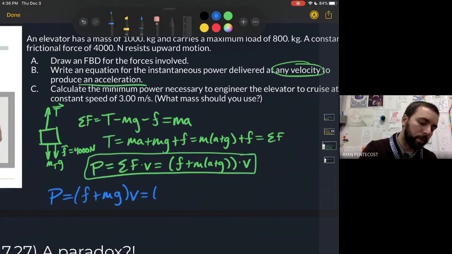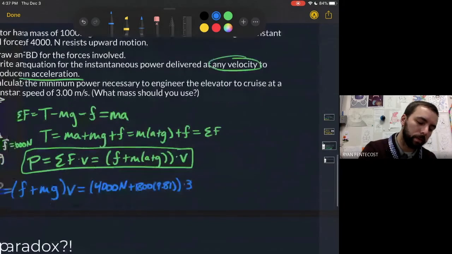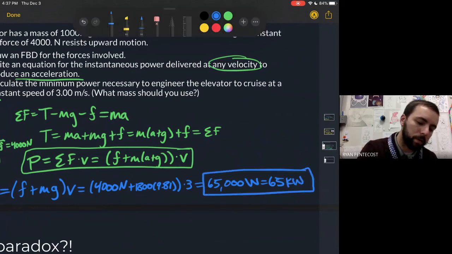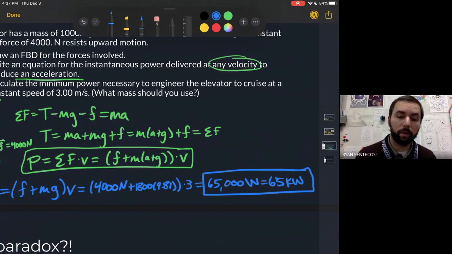So that would be 4,000 newtons of friction plus 1,800 kilograms times 9.81 for gravity, all times 3. And that's going to come out to about 65,000 watts, or 65 kilowatts. Okay. So that is the kind of power we're dealing with here.